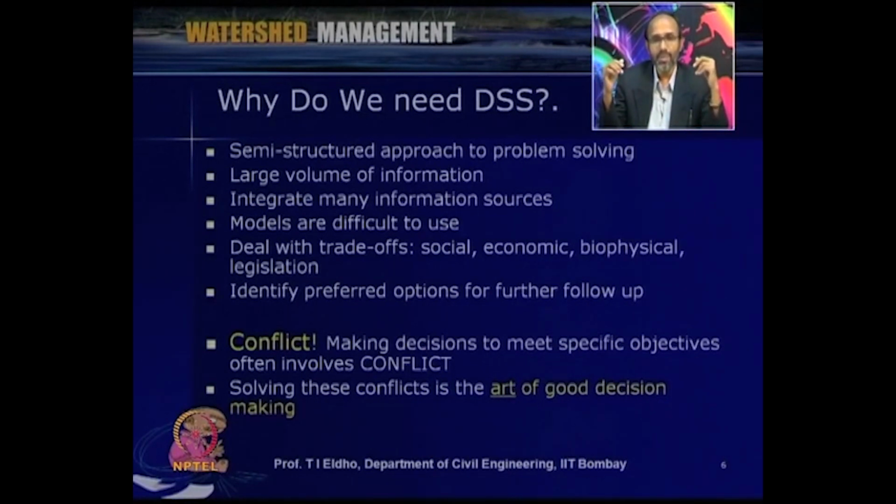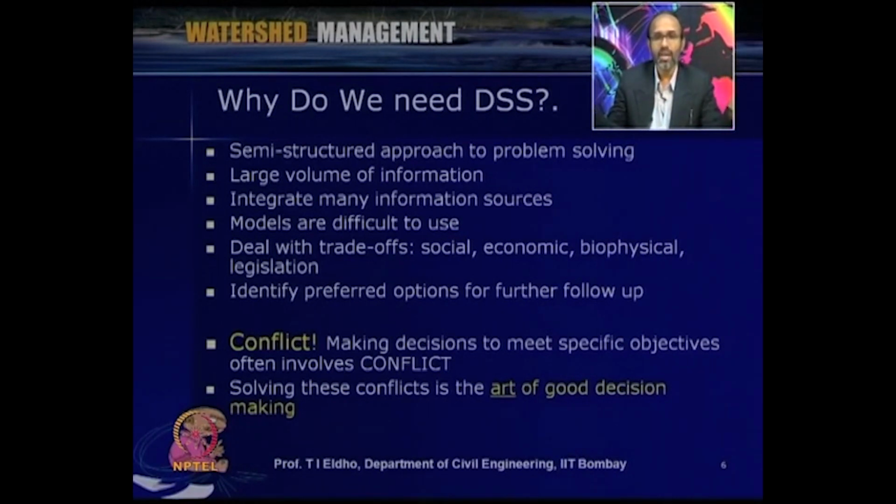Generally what happens is that when a particular decision is to be made by the decision maker, various alternatives will be there, and to meet the specific objectives often conflicts will be there. If you implement a particular scenario or plan, then there will be certain problems, and with another scenario some other problem. So there can be conflicts. Solving these conflicts is the art of good decision making. Each alternative will have its own problems, and there will be conflicts between the alternatives.